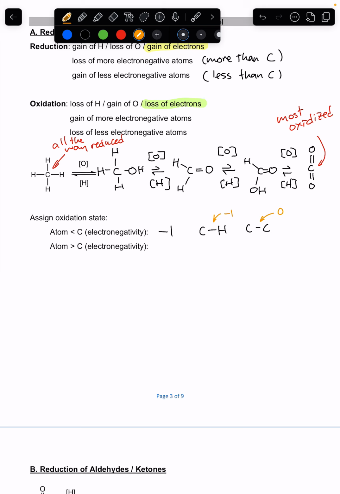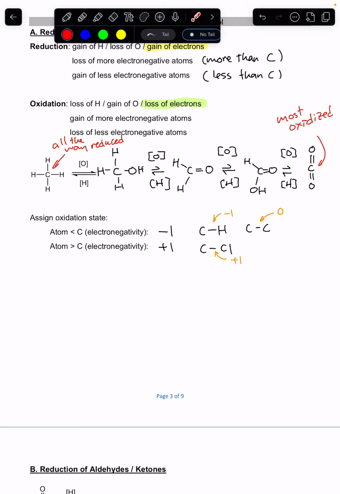It's not like loss or gain of electrons. If carbon is attached to something more electronegative than carbon, then that's an oxidizing situation, so it's +1. An example might be carbon bonded to chlorine, which is more electronegative, so this would add +1 to the oxidation state.